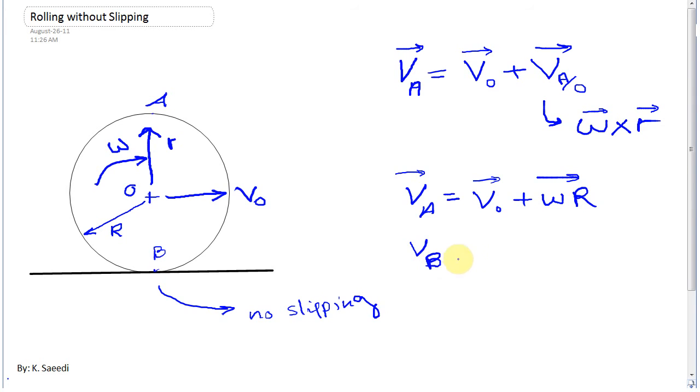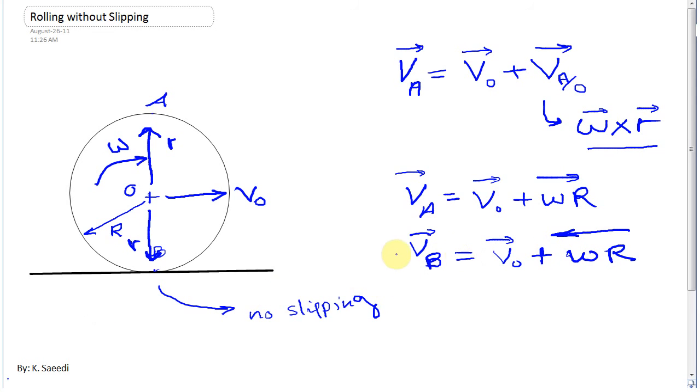I do the same thing for point B. The velocity of point B as a vector is equal to VO as a vector plus omega cross R, as I explained here. But this time omega is a vector into the page, and R is a vector downward from point O to point B. So if you calculate this multiplication, the answer will be to the left, which is omega times R, and because it's to the left, I show it like this.